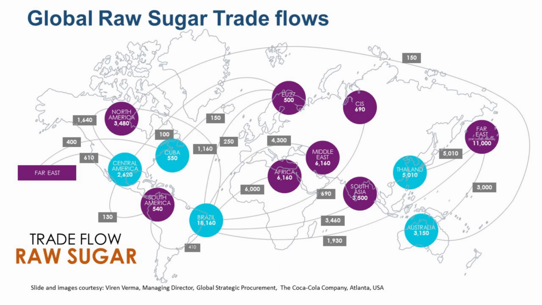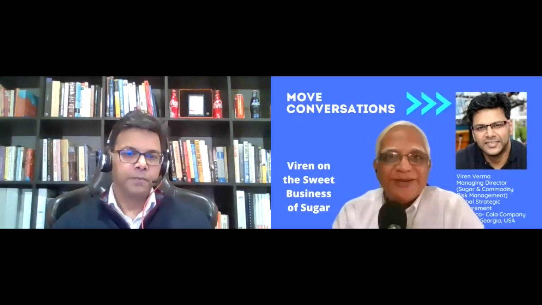Is it because the importing nations want to import raw sugar and refine it in their own place so that they can give jobs to their people, or what is the driving force behind this? I think the driving force, number one, is that it's more efficient from a freight perspective to ship raw sugar compared to bagged white sugar.